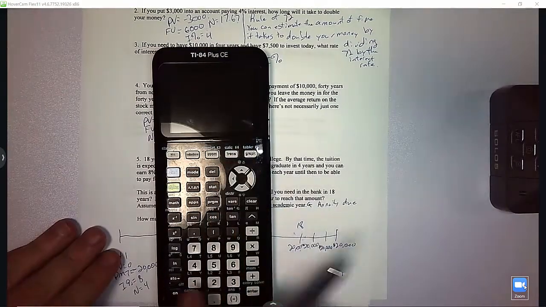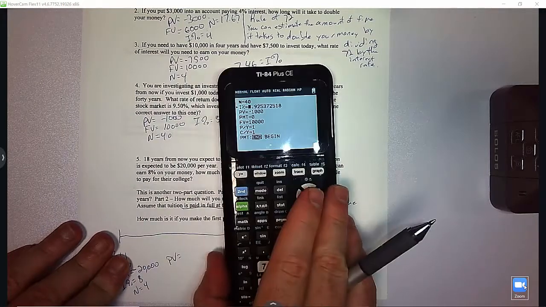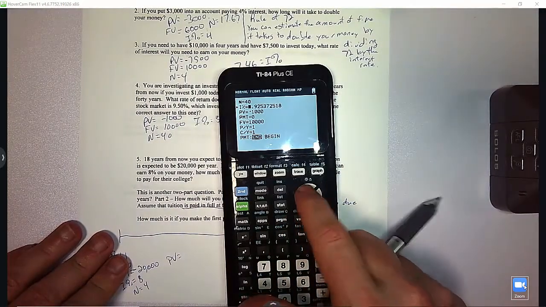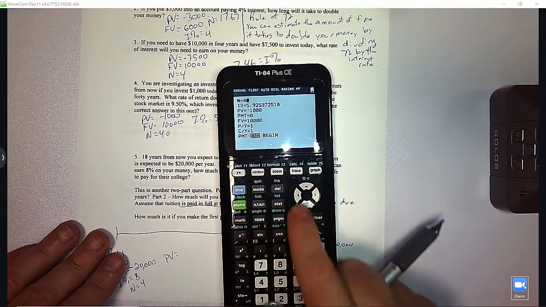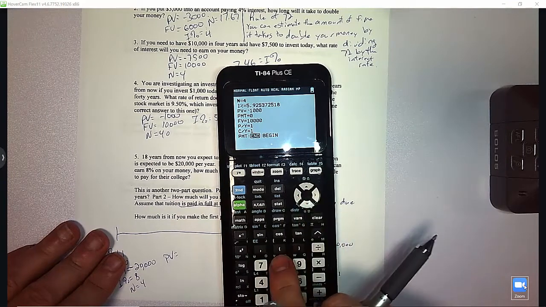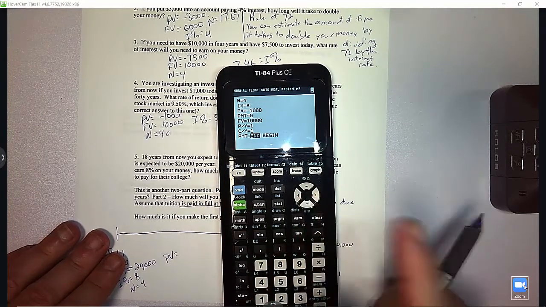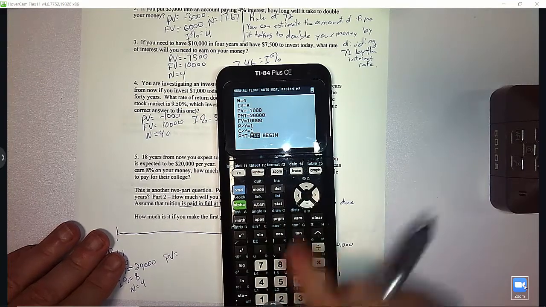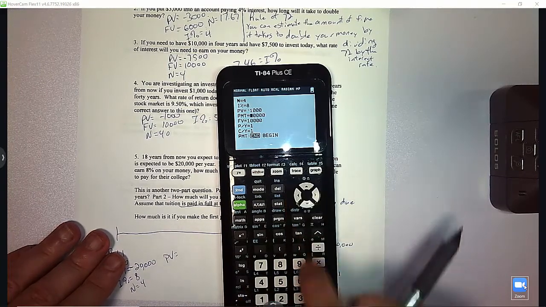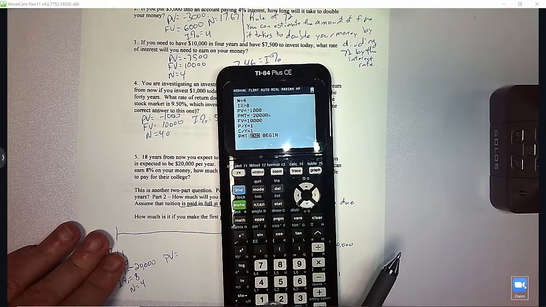So in my calculator, I'm going to make my n equal to 4. My interest rate is 8%. I'm searching for the present value. My payment is $20,000, and I apologize, that needs to be negative $20,000. My future value is 0.